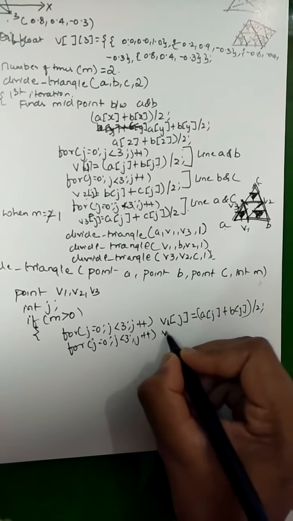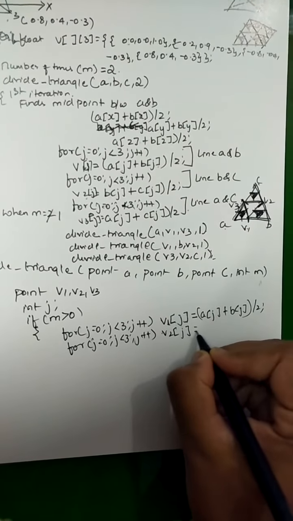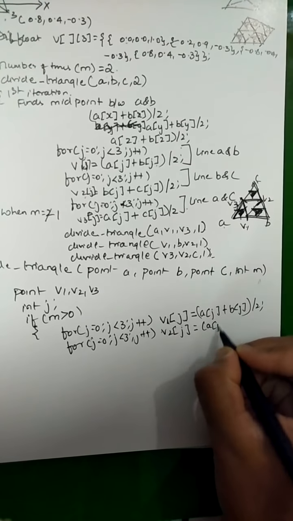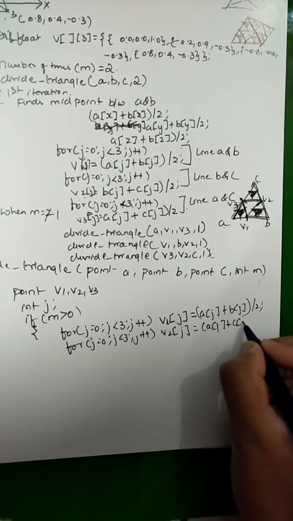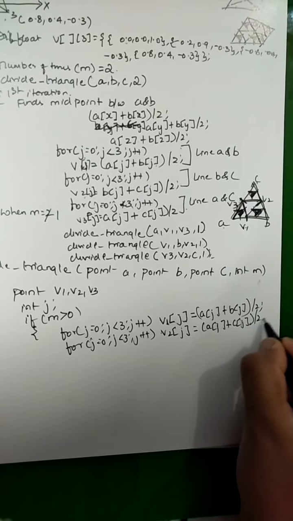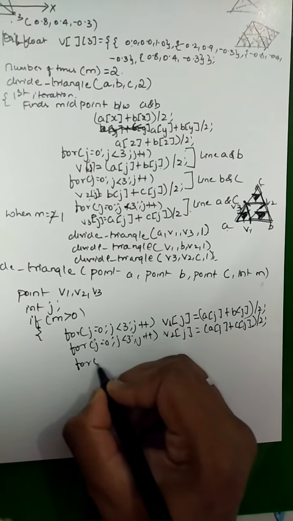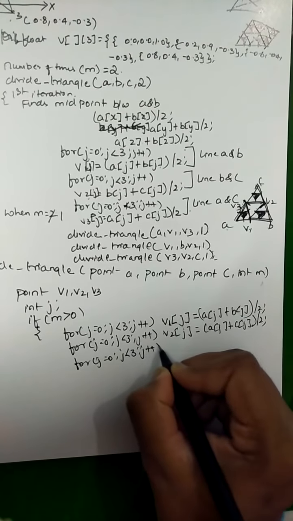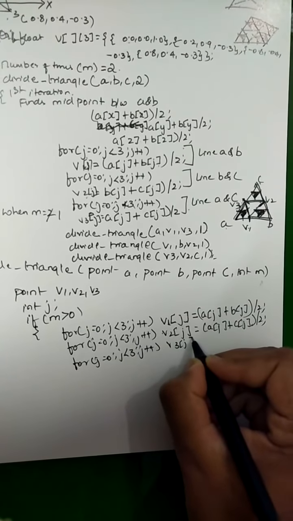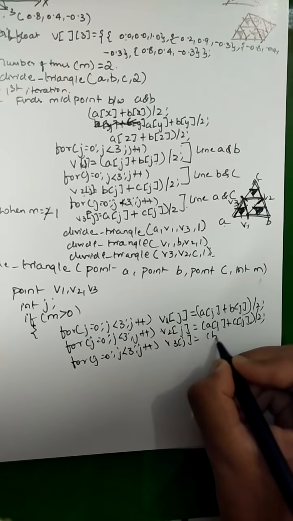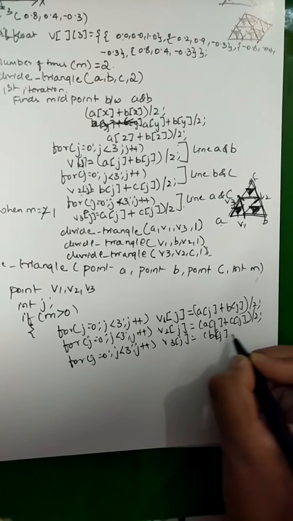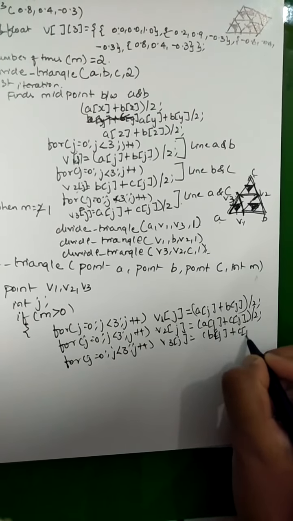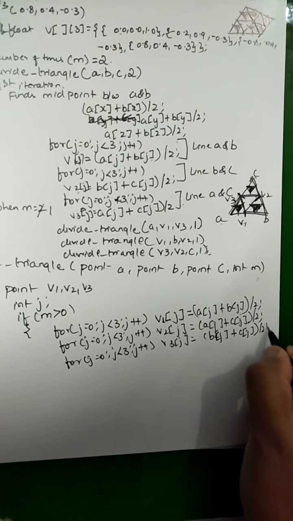For the other line, I'll take v2 of j. So it should be a of j plus c of j divided by 2. For j equal to 0, j less than 3, j plus plus, v3 of j equals b of j plus c of j divided by 2.